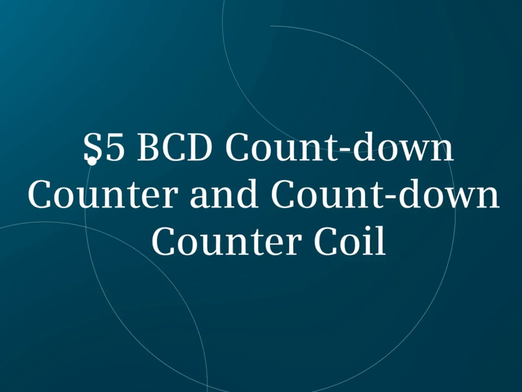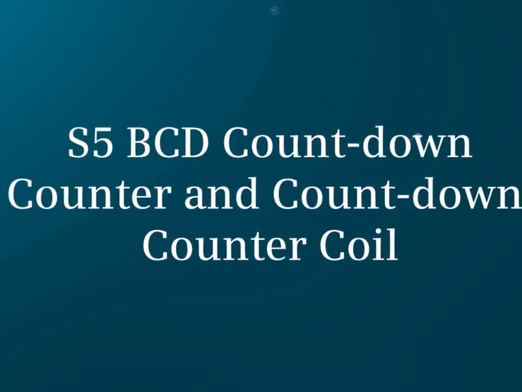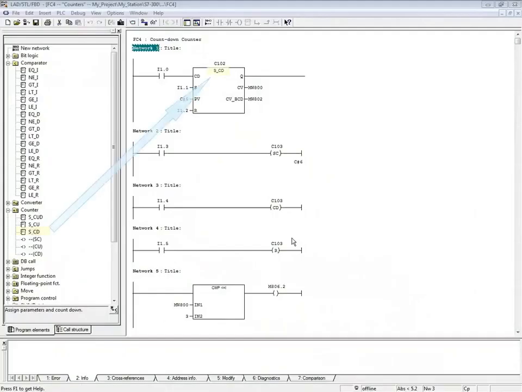In this video, you'll see the S7 BCD countdown counter and countdown counter coil. Network 1 has the countdown counter C102. Network 2 has the set counter coil, which is how you add a preset value to Network 3's countdown counter coil C103. Network 4 has a reset for the counter coil C103.